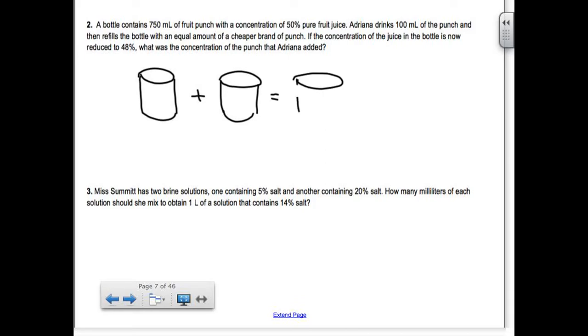And inside I'm going to have my percentages. So you started out with 50% fruit juice. So this inside is going to be percent fruit juice. You don't have to write this, but kind of for you. Okay. And originally she had 750 milliliters of that.